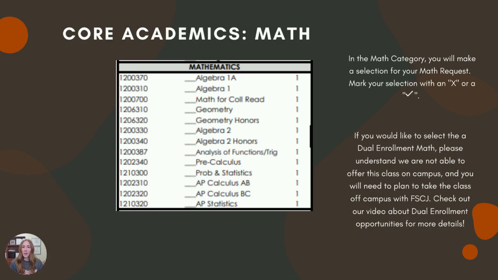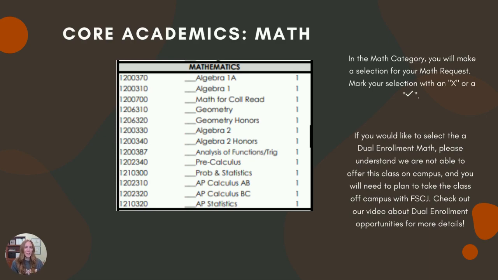So again, you'll think to yourself, are you in Algebra 1A right now? That means you would move into Algebra 1. Most students are going to move from Algebra 1 to Geometry, but the Math for College Readiness class is sort of a blend between Algebra and Geometry and could bridge some gaps that you might have in Algebra and help prepare you for Geometry. If you're in Geometry, you could either move to Algebra 2, or if you had not yet taken Math for College Readiness, you could take Math for College Readiness.